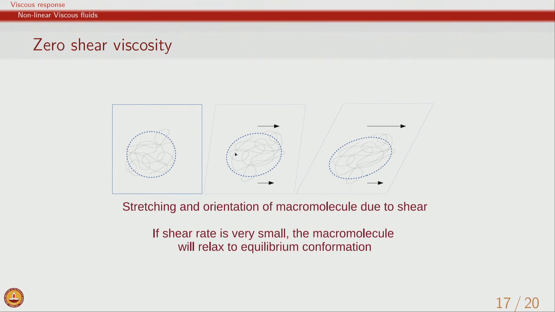And in all of this discussion, we should always remember that the polymer molecule that is being discussed is always flexible and fluctuating because of the interaction with solvent molecules. There is always a tendency to equilibrium shape. Only thing is, when shear rate is high, this is not possible. When shear rate is very small, then the molecule can relax back to the equilibrium conformation.